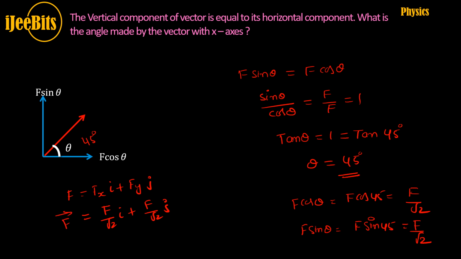So that's why I think the problem statement also talks about the same. At 45 degrees, both components are equal, and hence we get F by root 2 i plus F by root 2 j. Horizontal component, vertical component, both are the same. Good one. Nice.